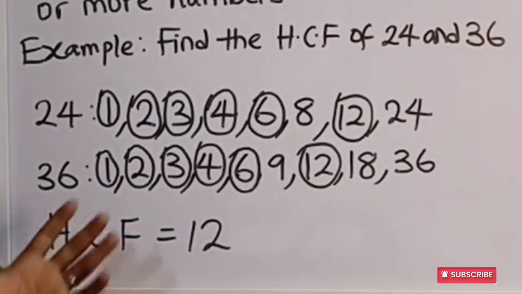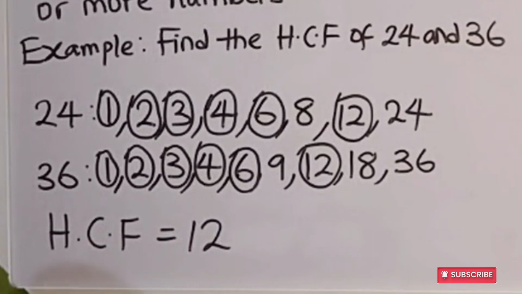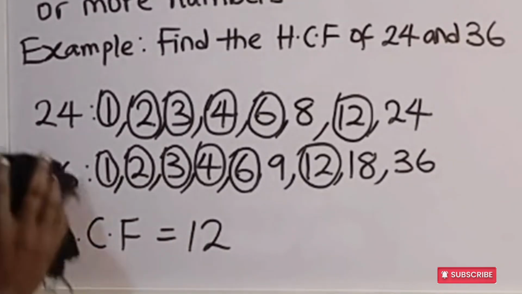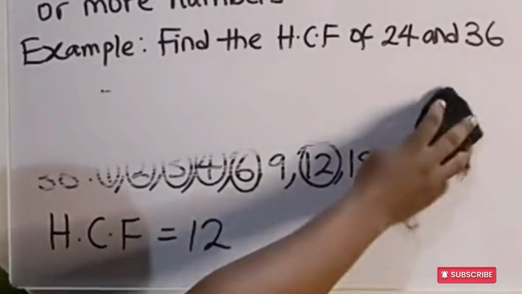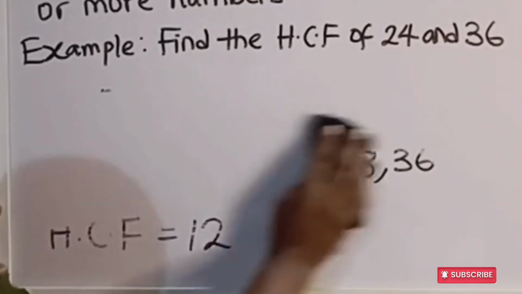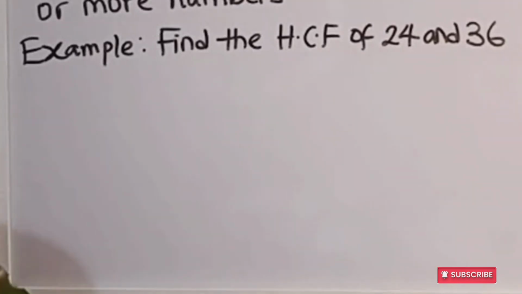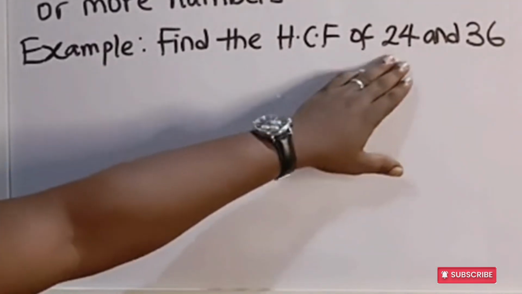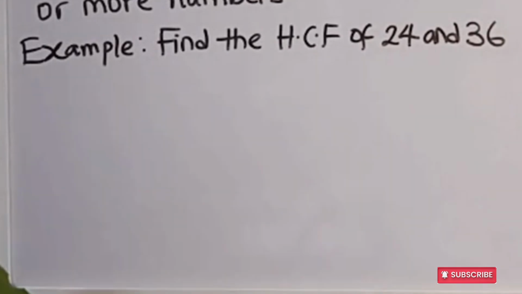So this is just an elementary way of getting the job done. But let's look at another way of doing it. Sorry, our HCF is 12. So let's see if we are also going to get 12 when we use another way. So what we are going to do is break down these two numbers by dividing them by prime numbers. So let's break them down.